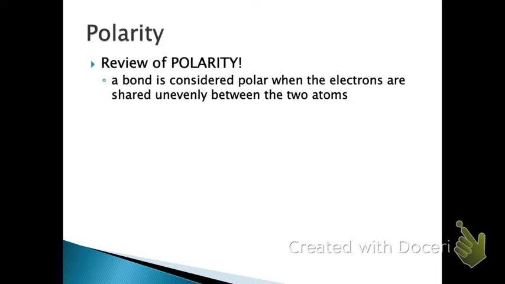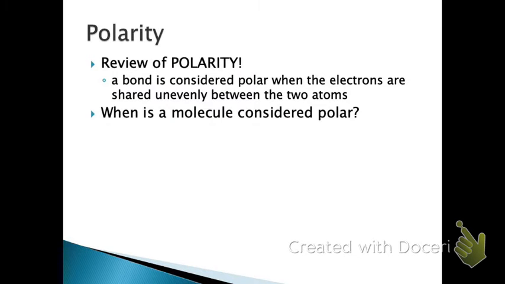We're going to switch focus, not to bond polarity, but now molecular polarity. So when is a molecule considered polar? When is a whole compound considered polar? That's kind of the question that we're looking at today.